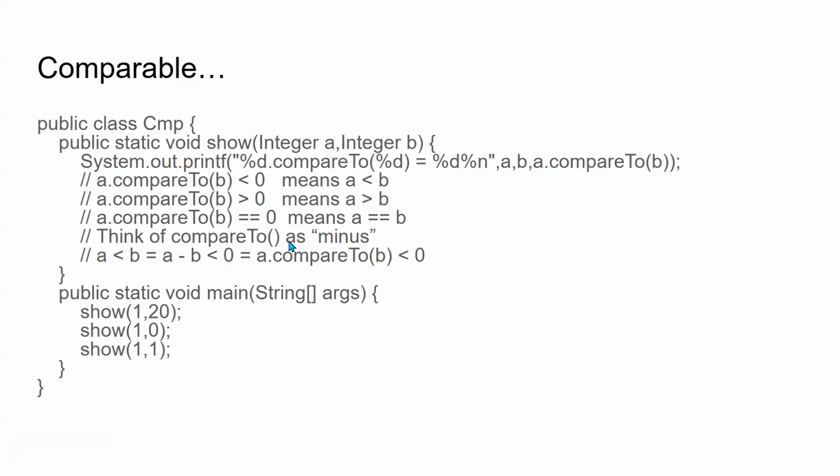So you can think of compare to as minus, right? So a less than b equals a minus b is less than 0 equals a dot compare to b less than 0. So this one is going to give something negative, and this one is going to give something positive, and this is going to give 0. You remember all this? Make sense? Does it help?